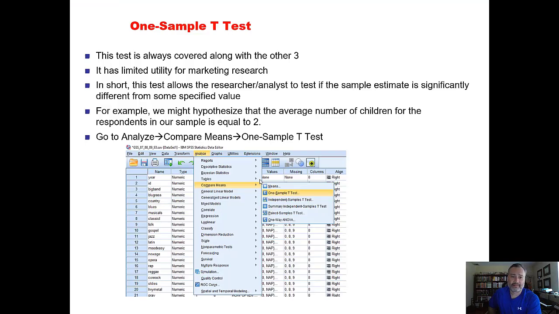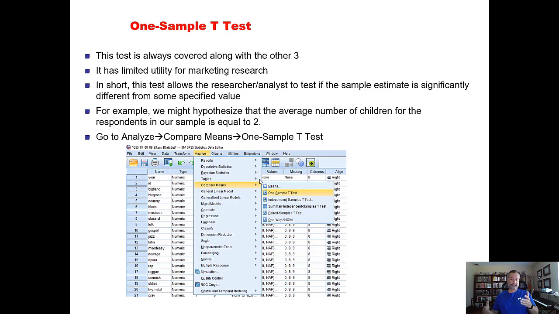Now, the one sample t-test, it's always covered along with the other three tests that we're going to talk about in this module. And this video will focus on the one sample t-test. Honestly, I've never used it in the real world. I've never had any reason to use it. And so my perception is that it has somewhat limited utility for commercial marketing research. And that's just because I haven't been in the situation where I was trying to evaluate whether my sample was significantly different than some specified value. It just wasn't something that came up very much. But that's what this test does.